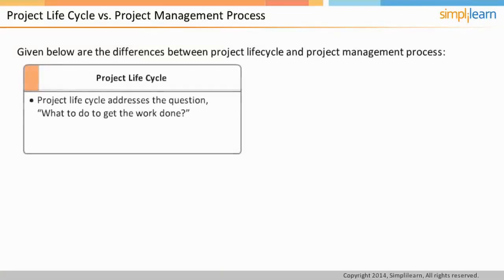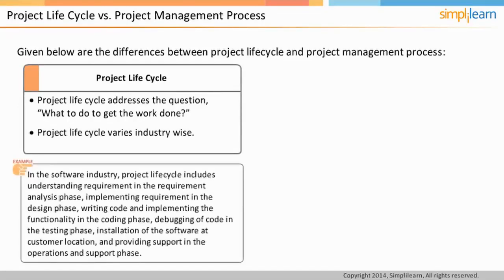Project lifecycle addresses the question, what to do to get the work done. It varies industry-wise. For example, let us look at a typical project lifecycle in a software industry. First, you understand what is required and analyze it as part of the requirement analysis phase. Then, as part of the design phase, you figure out the implementation of it and arrive with the approach.